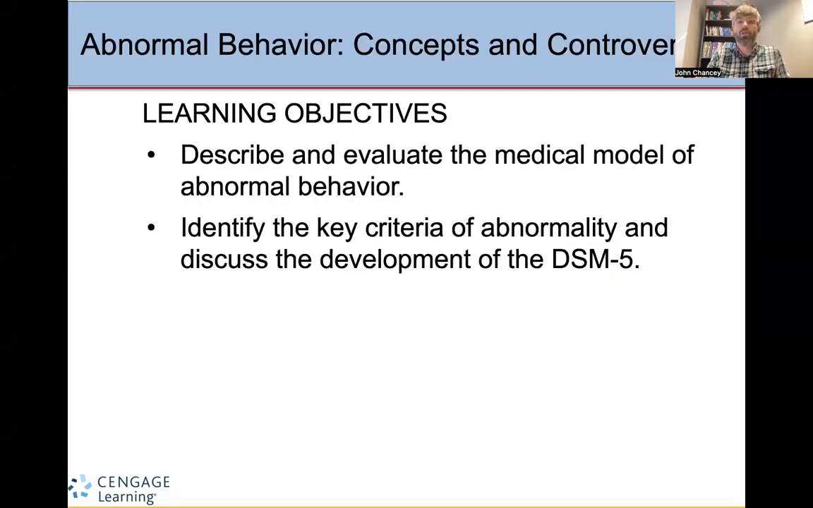To begin with, we're going to look at the medical model that's used to explain abnormal behavior, mental illness, at least in the United States. This is the model that's primarily used in the United States and probably the Western hemisphere. Identify the key criteria of abnormality and discuss the development of the DSM-5, the Diagnostic and Statistical Manual, 5th edition, which is used for diagnostic purposes. It's a medical text used for insurance companies, doctors, to make sure everybody's on the same page.